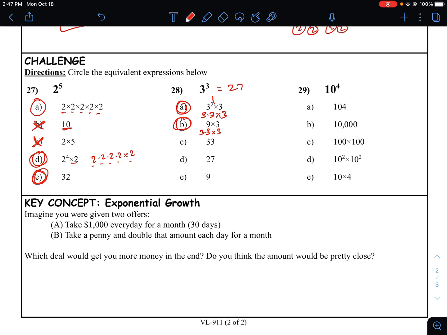3 to the 3rd equals 33. Not true. It equals 27. Yes, it does. It equals 9. It does not. Let's look at number 29.